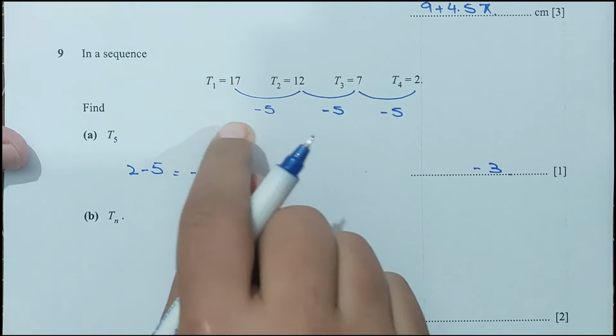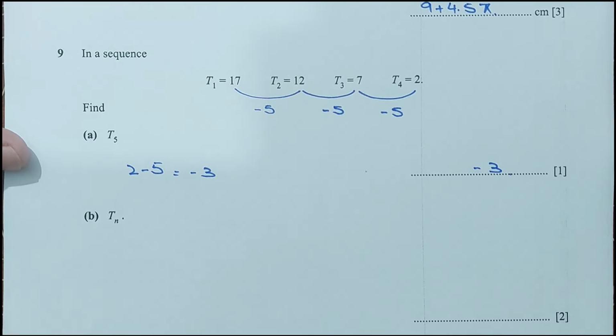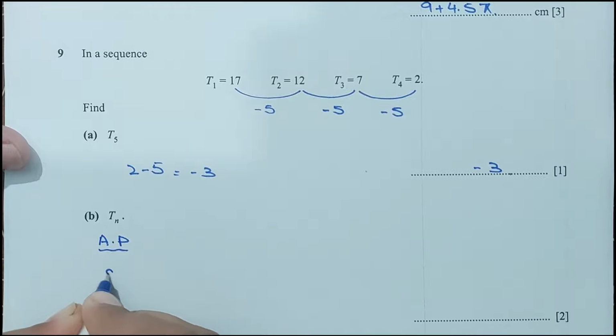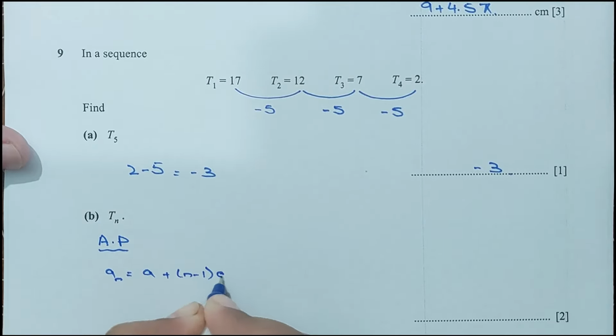For Tn, it is a linear sequence, you can see, or we can say the first difference is constant. So this is an arithmetic sequence or arithmetic progression, we can say. So for an arithmetic progression, the nth term is a_n equals a plus (n minus 1) times d.